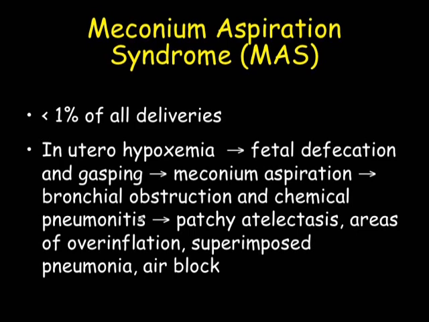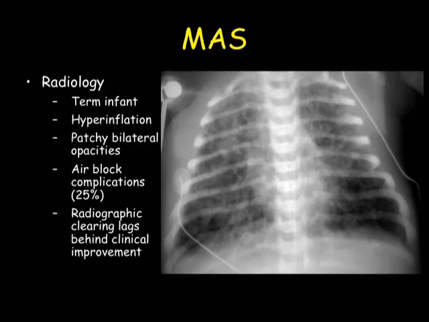They can also have air block phenomenon, so about a quarter of these patients may have a pneumothorax. So you'll look for a term infant, you look for those humeral head ossification centers. The lungs tend to be hyperinflated because of the air trapping these babies get. You'll see patchy infiltrates, and depending on how thick the meconium is, it may look more confluent or more patchy. About a quarter will have a pneumothorax, and their radiographic appearance lags behind clinical improvement.